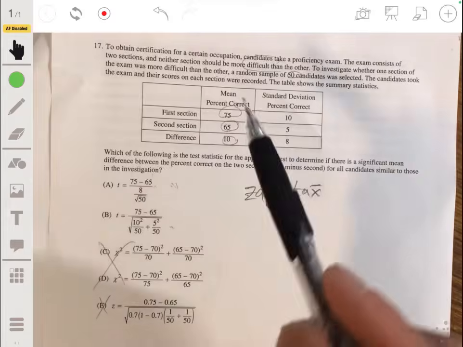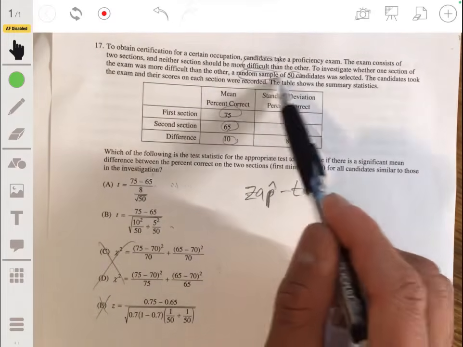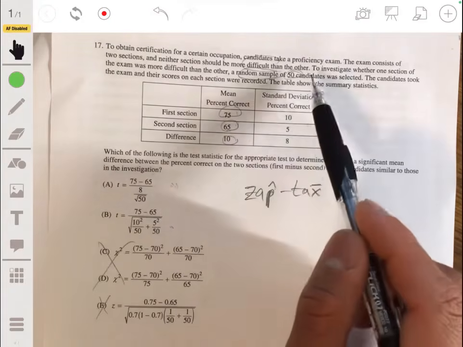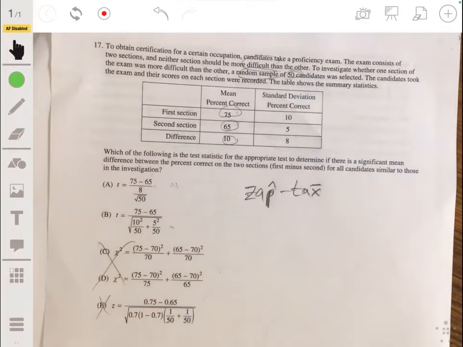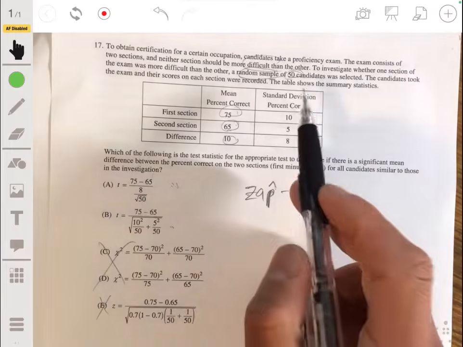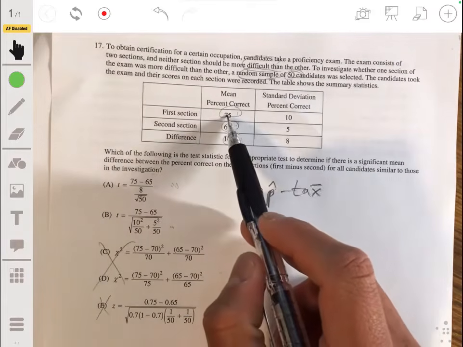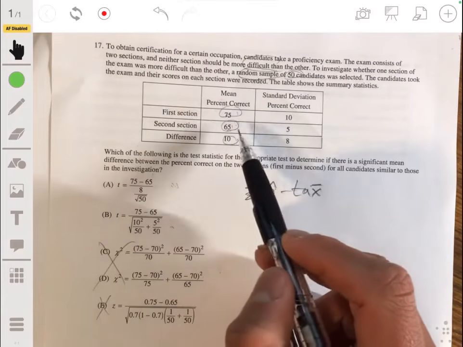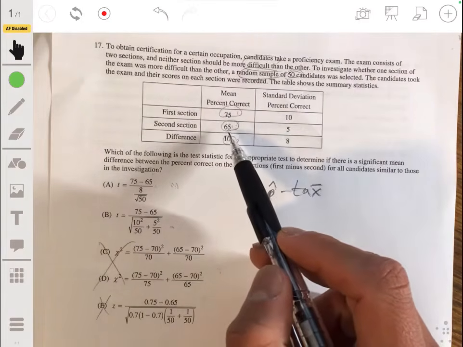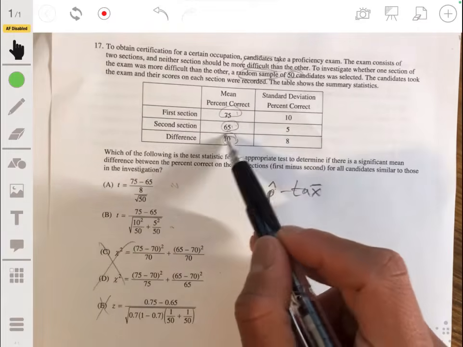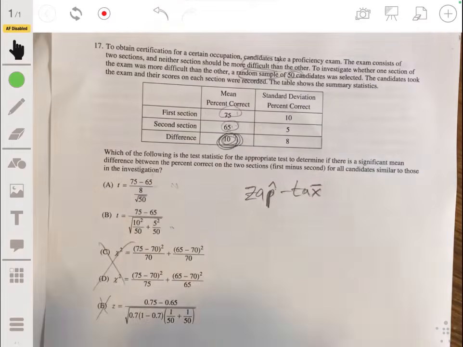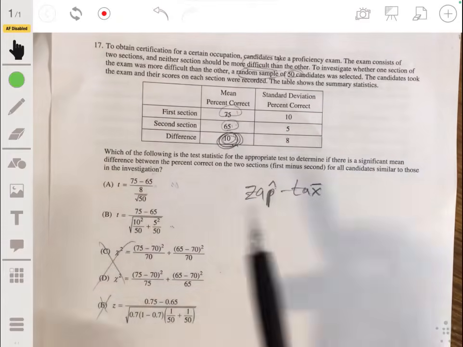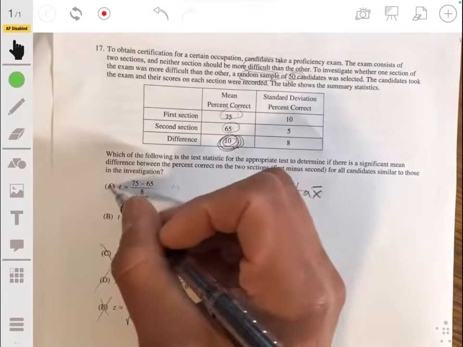Now, this is just 1 sample because all you're talking about is the 50 candidates. Even though you're recording 2 values on each candidate, it's not 2 samples. It would be 2 samples if you had 50 candidates that took only the first section and you had another 50 candidates that took the second section. But this is kind of like both taking the same one, or both taking both, because you're only recording this in your data. You're basically using these differences as the value that you're going to run in your t-test. So it's just going to be A.